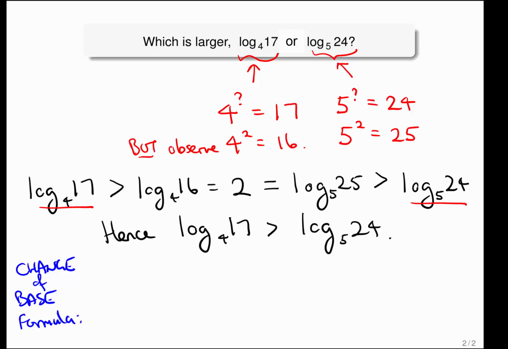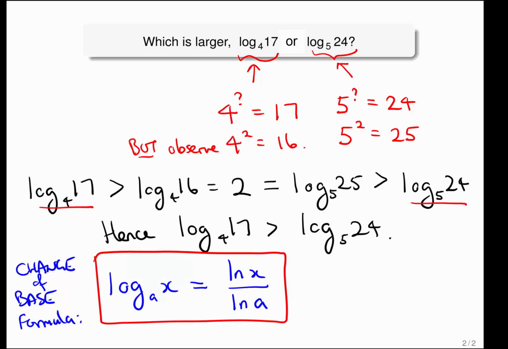that converts the log of an unfriendly base to one that would be nice to work with, such as log to the base e. The formula says that if you have log of x to the base a, where a can represent an unfriendly base that isn't easy to work with, then you can write this as the natural log of x divided by the natural log of a. Thus, we have written a log to the base a as the quotient of two natural logarithms, whose values you could then work out using your calculator.